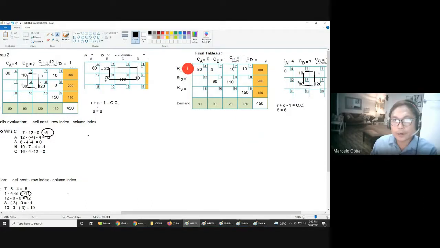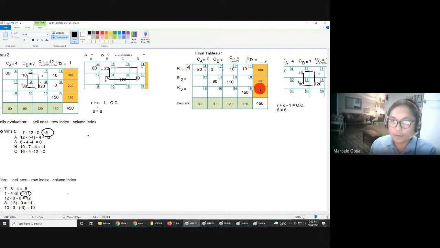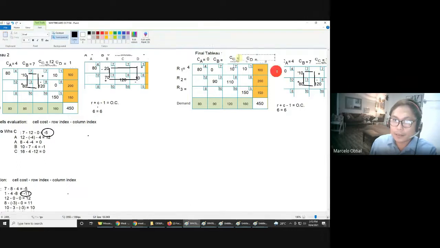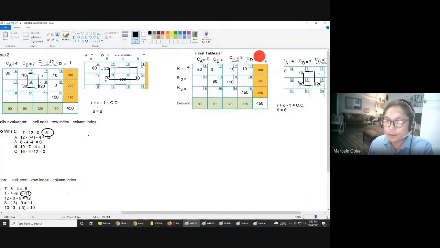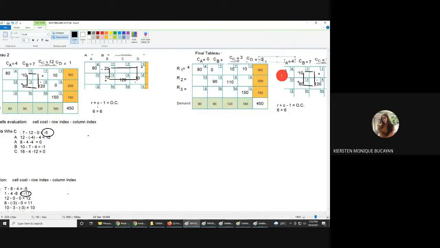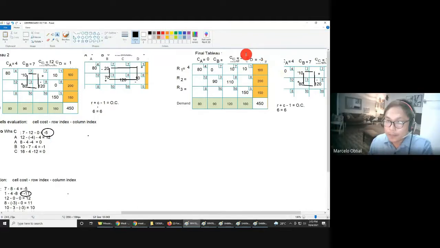4 minus 0, 4. So, we need to jump here, no? 7 minus 4, 3. Okay? Sabihin mo, may mali ako ha. Next, 1 minus 4, negative 3. Tama ba, Kirsten? Yes po, sir. -3 po. Okay, we can now go down.